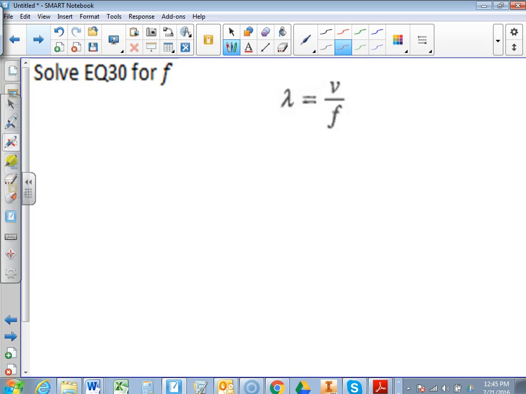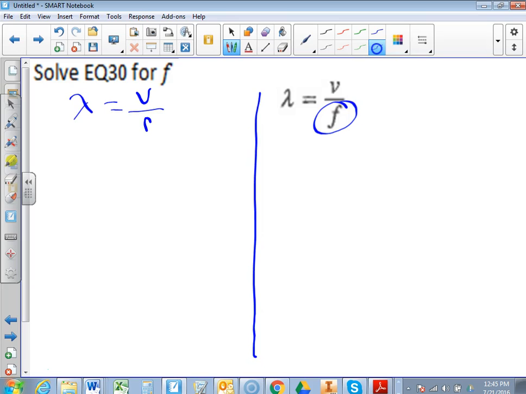Now, the next one, it's an interesting situation that we're going to actually run across quite a bit. They want us, in this case, to solve for the frequency. Now, there's a long way, and then there's a kind of a shortcut that I'm going to show you. But let's look at the long way so we know what we're actually doing. So I have lambda equals v over f. We actually start this just like we did the last problem, because in order to get f by itself, frequency by itself, I got to get it out of the denominator. It's got to get in the numerator.